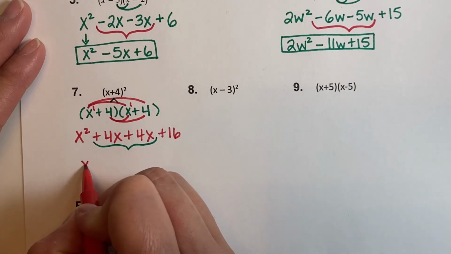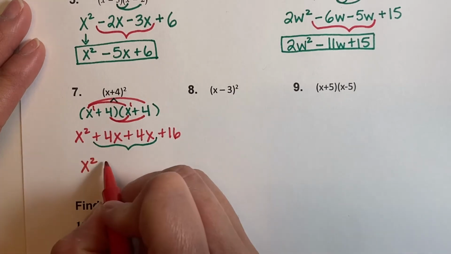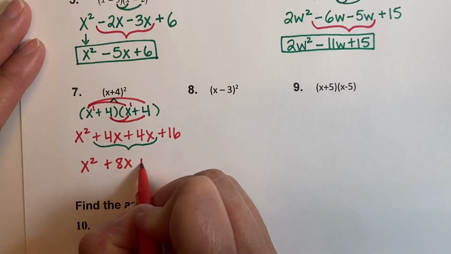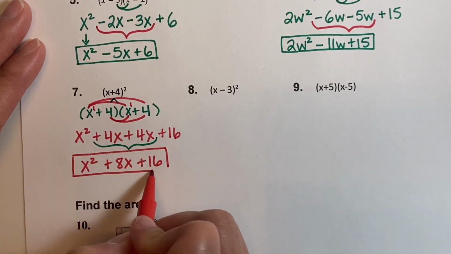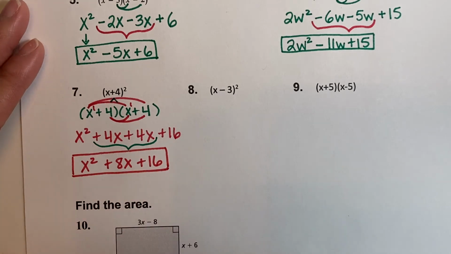So I bring down my x squared. 4x plus 4x is plus 8x. Plus 16 comes straight down. There are no more like terms, so I can just box my answer from here.